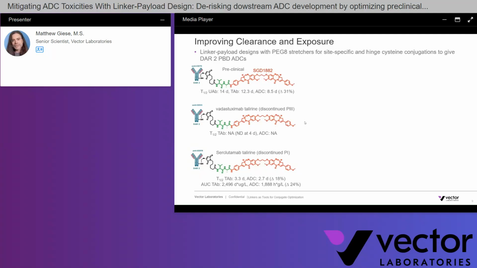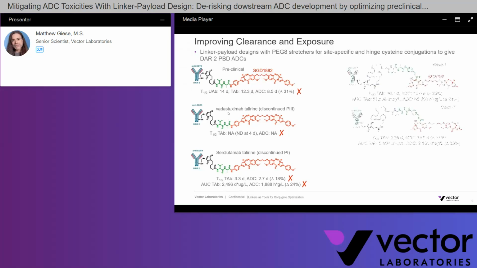So talirine is shown on the left here, and this was site-specifically conjugated to 3 different antibodies that give these 3 different ADCs. And these were evaluated in various preclinical and clinical studies. However, in all cases, there was either a large delta or a short half-life and low exposure. And development of all of these ADCs was discontinued at some point. On the right is the redesigned linker payload.